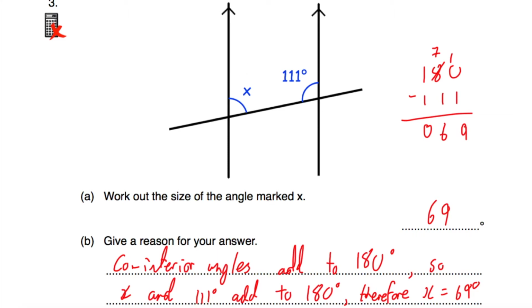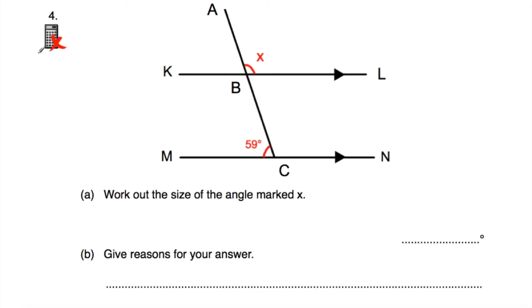Okay, let's have a look at our next question, question number 4. We've got this pair of parallel lines, KL and MN. These lines are parallel to each other, and we can see that with these arrows here and here. So these two lines are parallel. And we've been asked to find the size of this angle, and part B is to give reasons for answers.